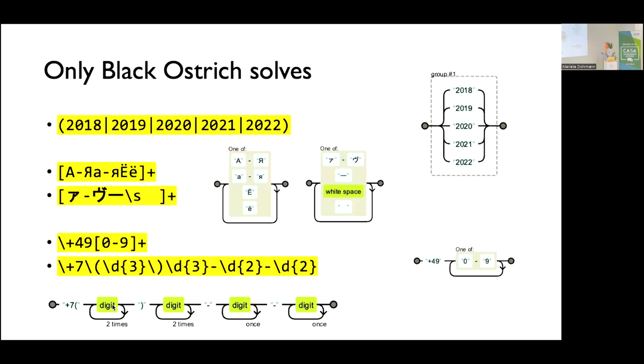Okay, so more of those, some ranges. You often use various ranges of numerical or different characters or specific phone numbers that are used on web pages. Again, Black Ostrich is the only one that is able to provide input to that.